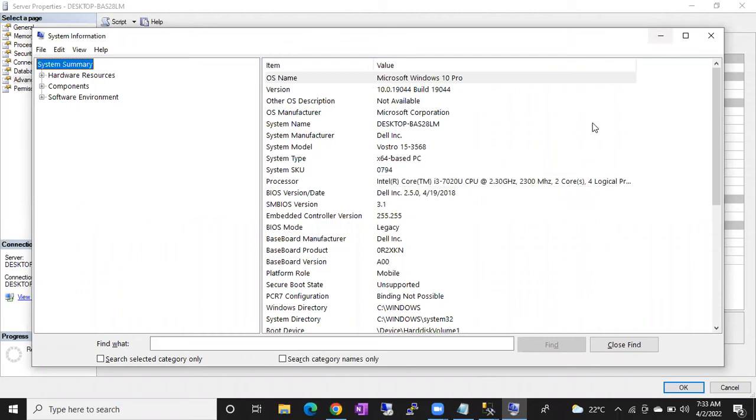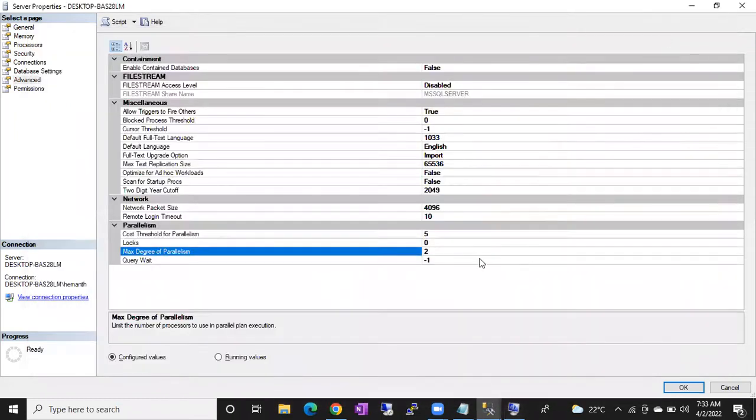If I have 4 cores, what is the max degree of parallelism value? 4. If I have 6 cores, 6. If I have 8 cores, 8. If I have 16 cores, 16. But the recommended value is 8. Up to 8 you can keep. Even though you have 16 cores, 32 cores, 64 cores, the recommended value is 8, guys.